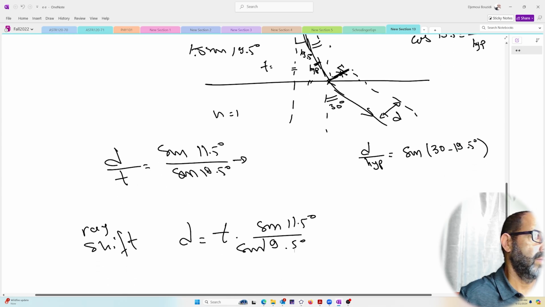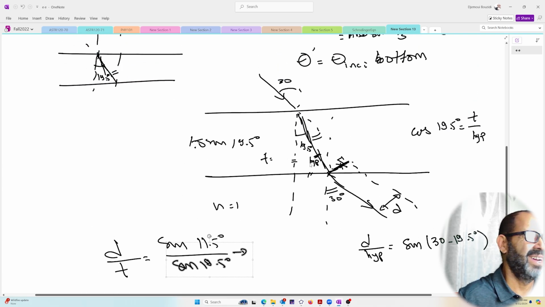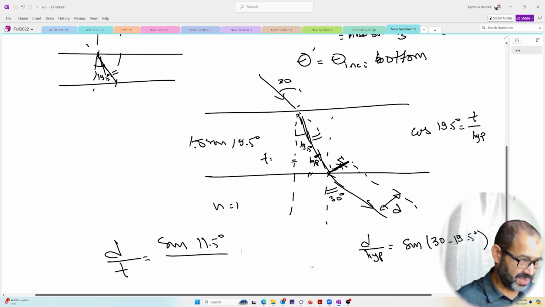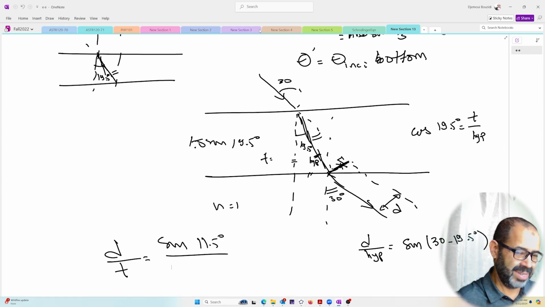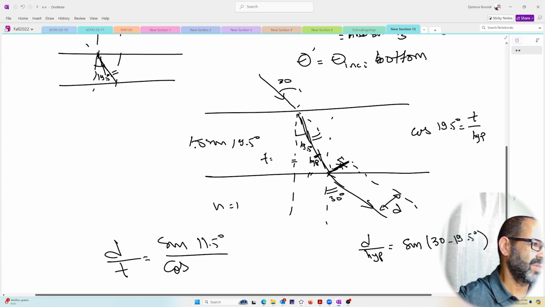Okay, here is the problem. It's not a sine in the denominator. It's a cosine. Hopefully you guys are screaming from your screen right now. I'm sorry, I should have listened to you. Okay, so let me fix that. It's a cosine of 19.5 degrees. Sorry about that. I knew something was not 100% correct in here. So this is a cosine of 19.5 degrees.